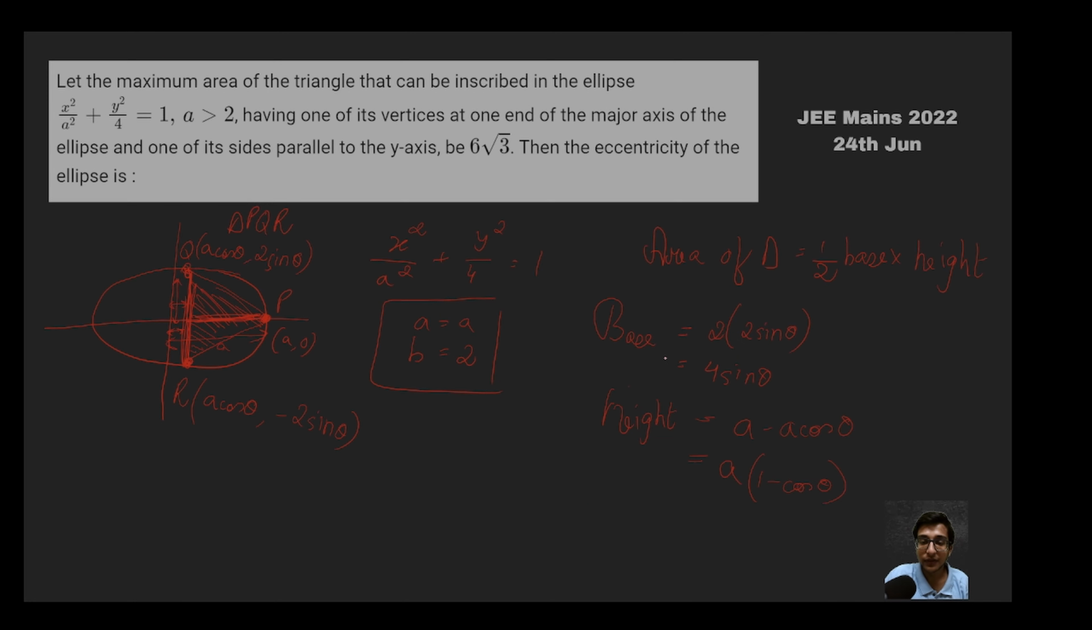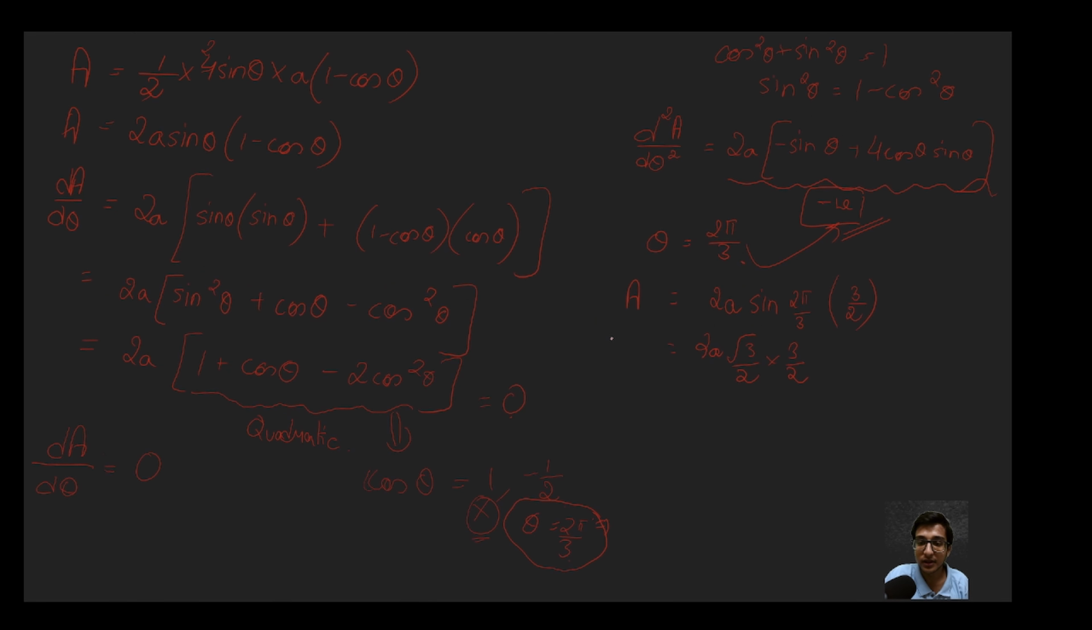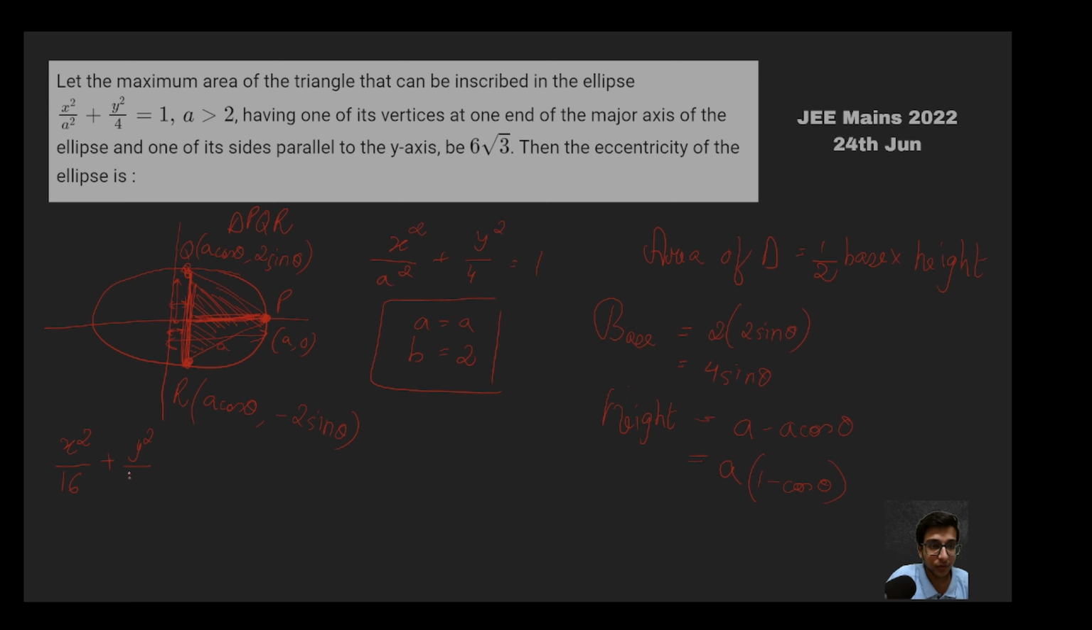And what is the value of area as given in the question? 6 root 3. So root 3 and root 3 would get cancelled, 2 and 2 would get cancelled, 3 cancels this as 2 times, so A is equal to 4. We've gotten the value of A, which is 4. That means our equation of ellipse becomes x square by 16 plus y square by 4 is equal to 1. This is our equation of ellipse.